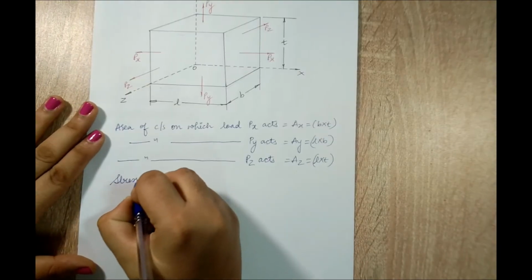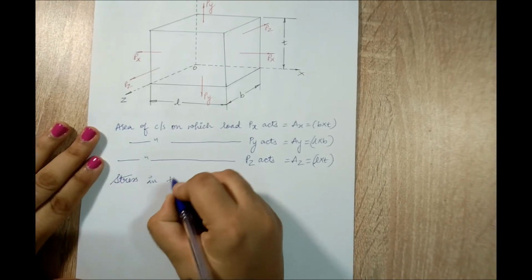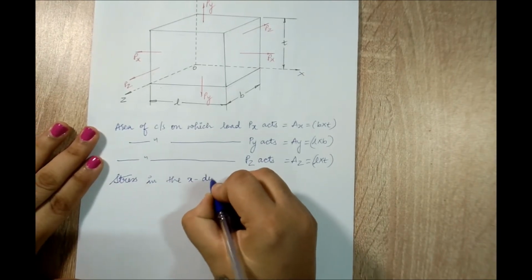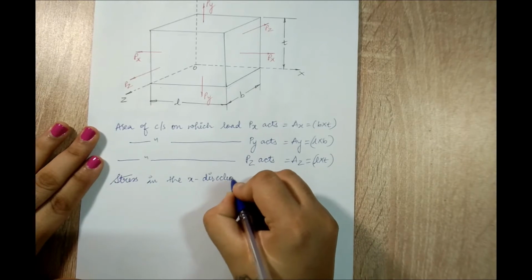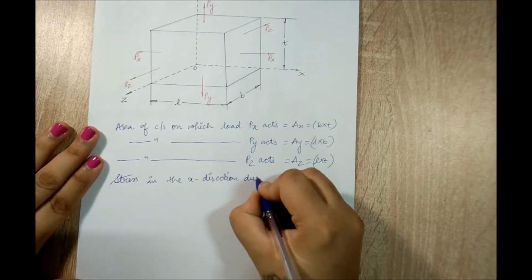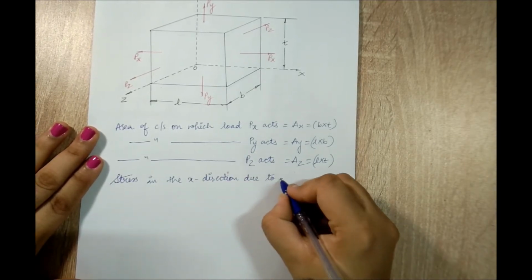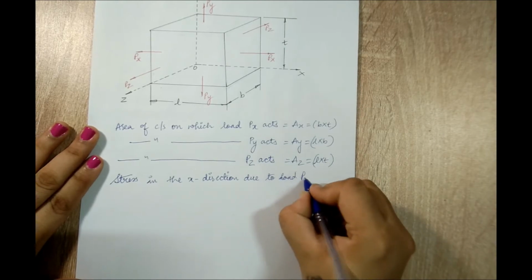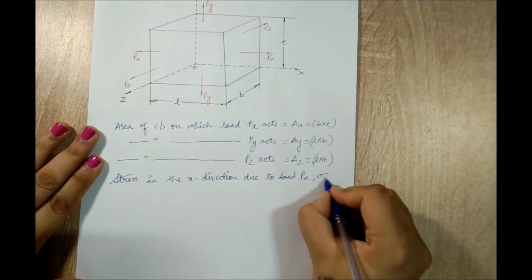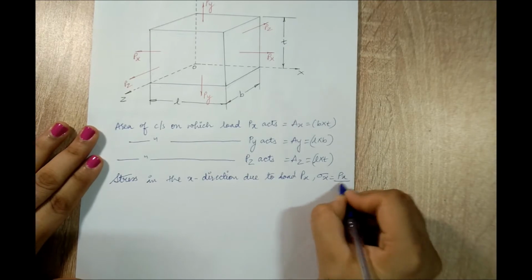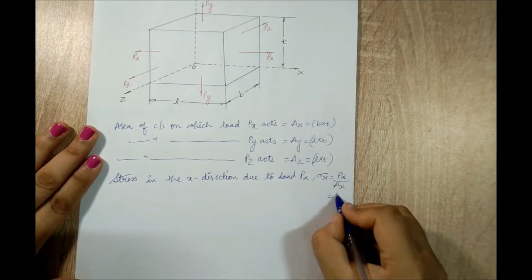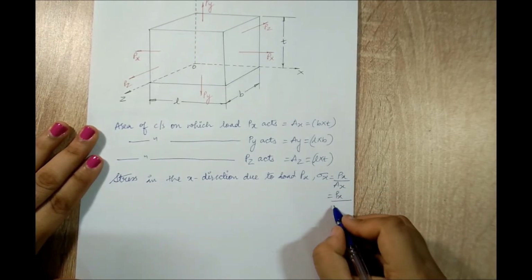So the stress in the x direction due to load Px, we call it as sigma x. It will be Px upon Ax. So this will be Px upon Ax, which is B into T.